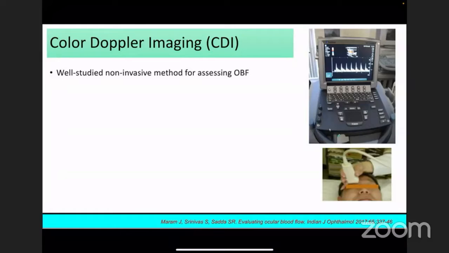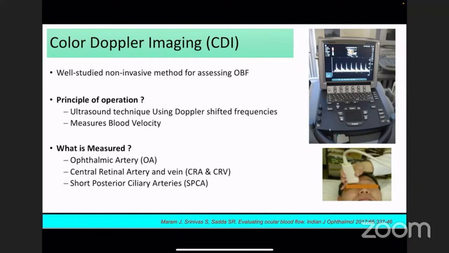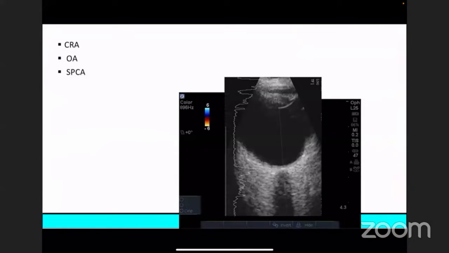Now let's talk about color Doppler imaging. As I said, it is a widely used technology because it is non-invasive and the machine is easily available. So what is the principle being used? It is an ultrasound technique which uses the Doppler shift of the frequency and therefore measures the blood velocity. Where are the blood flow velocities measured? As Vinita told very nicely, we measure primarily in three arteries, which are the ophthalmic artery, central retinal artery, and short posterior ciliary arteries.